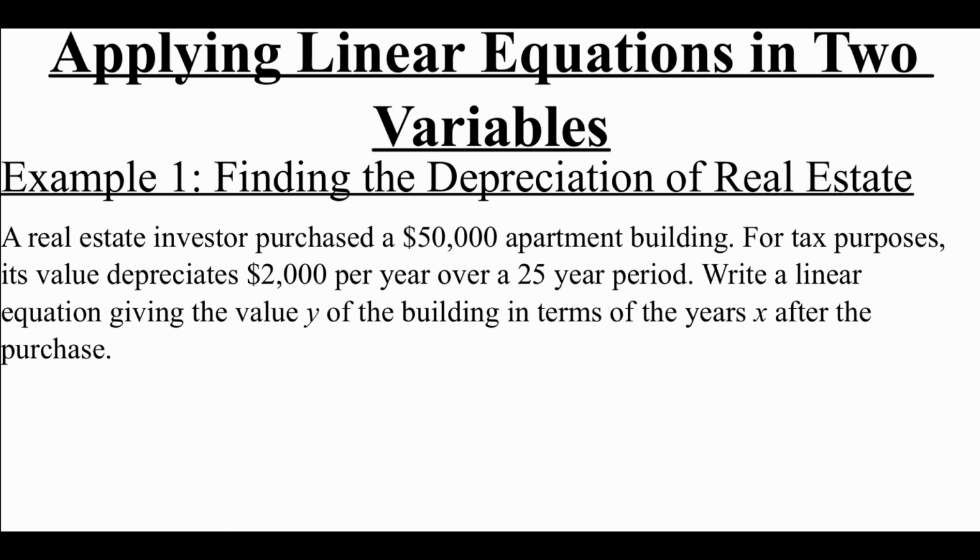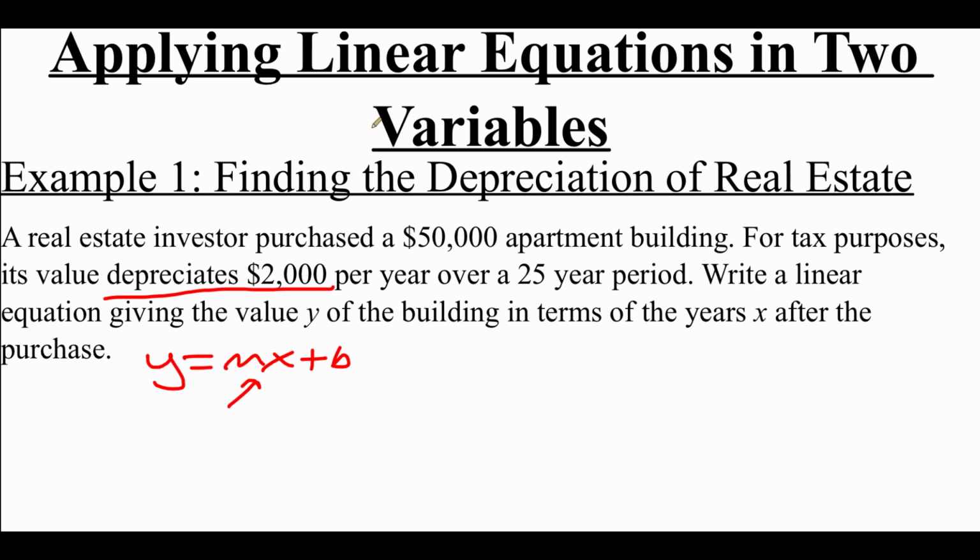And what we want to do with that is write out a linear equation using y to represent the value of the building, and we're going to use x to represent the years after the purchase. So we're writing out a linear equation, which remember looks something like y equals mx plus b. Anytime you've got a recurring cost, in this instance this depreciation value of $2,000 per year, we typically look at that as being the slope of our equation, so the m value. Now since we're depreciating, that means we're going down by $2,000 per year.